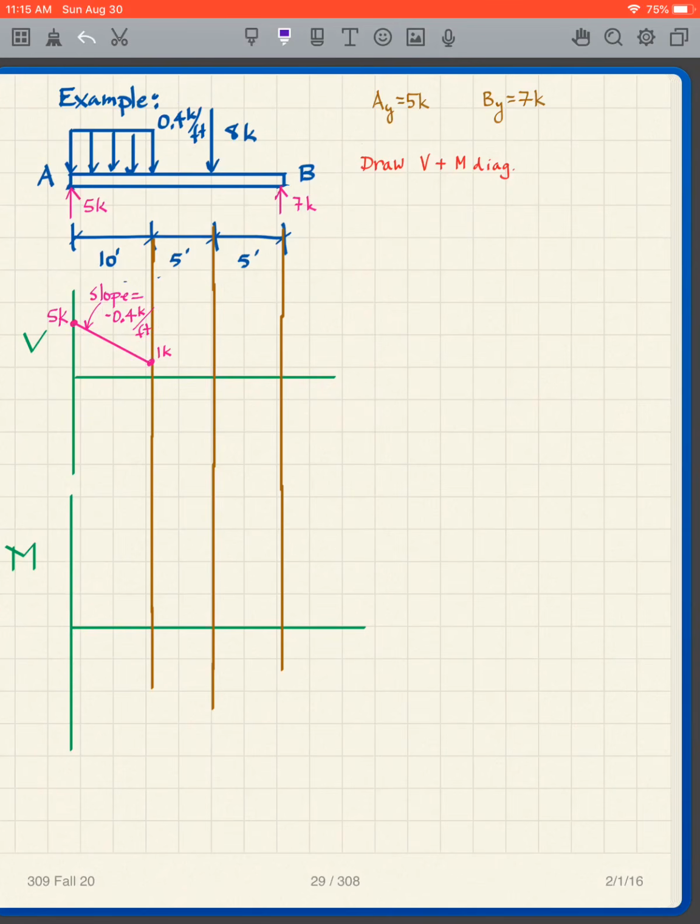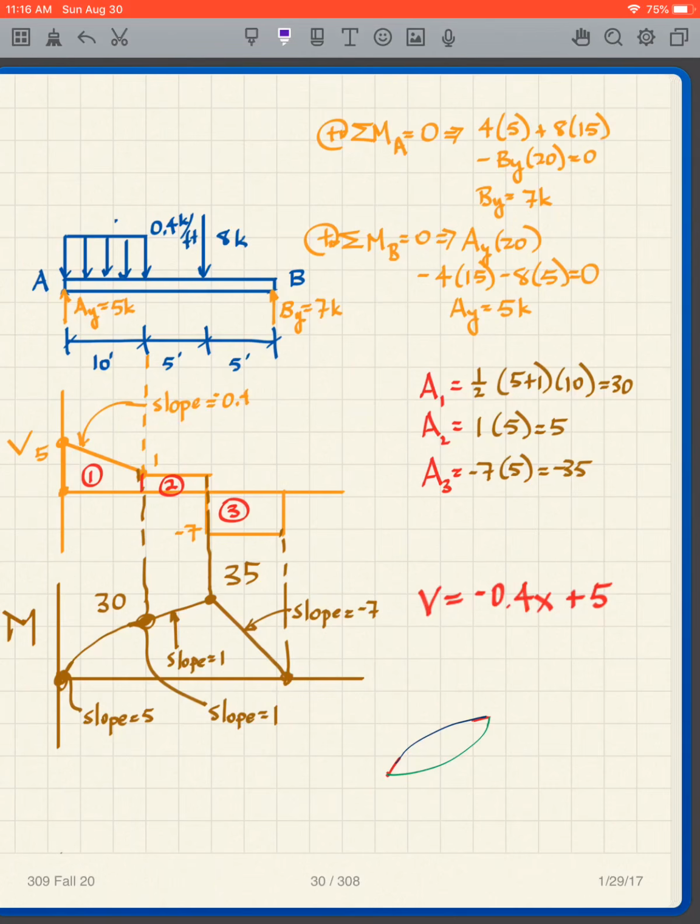Okay, so pause the video and do the rest of this. Do the moment diagram also. All right, I assume that you've done it. So again, we go up 5, down 4, and then there's nothing here, so I go straight across. Go down 8. There's nothing here, so I go straight across. I go up 7, which takes me back to 0.